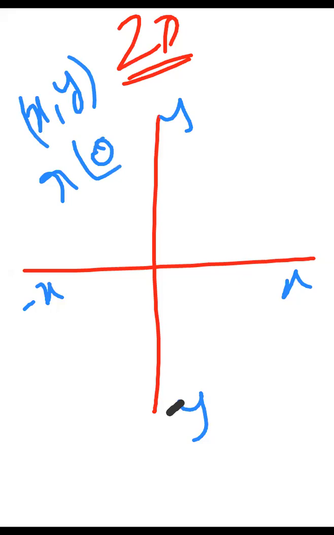Say, for example, if I want to go to this point, I have to go by an x factor along the x-axis and a y factor along the y-axis. Then the common point is x comma y.